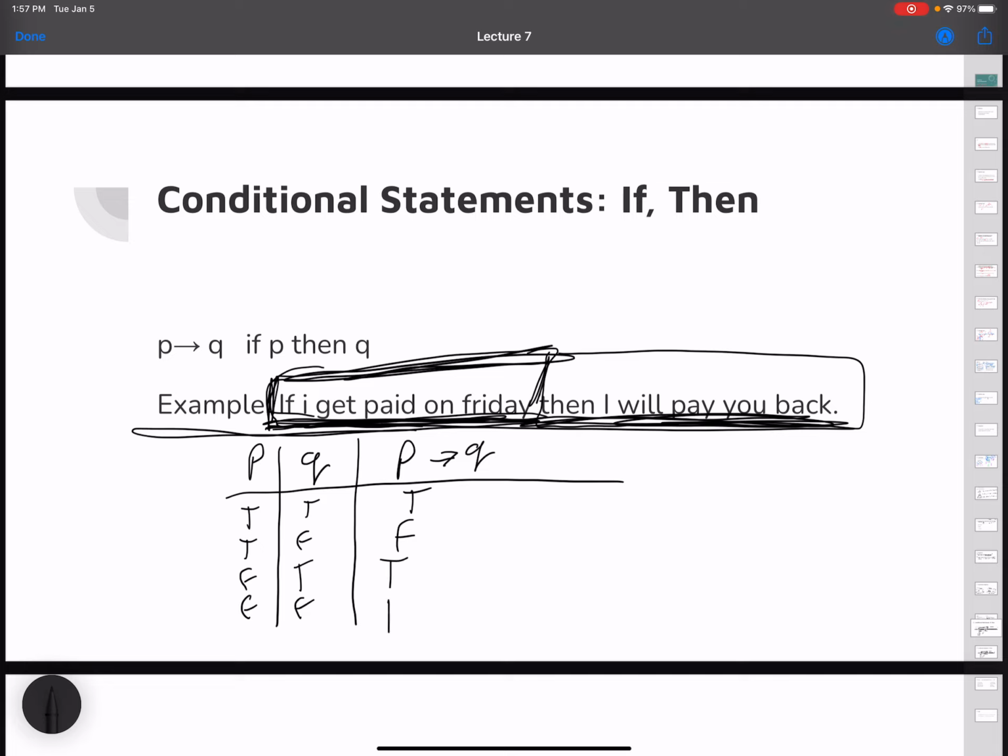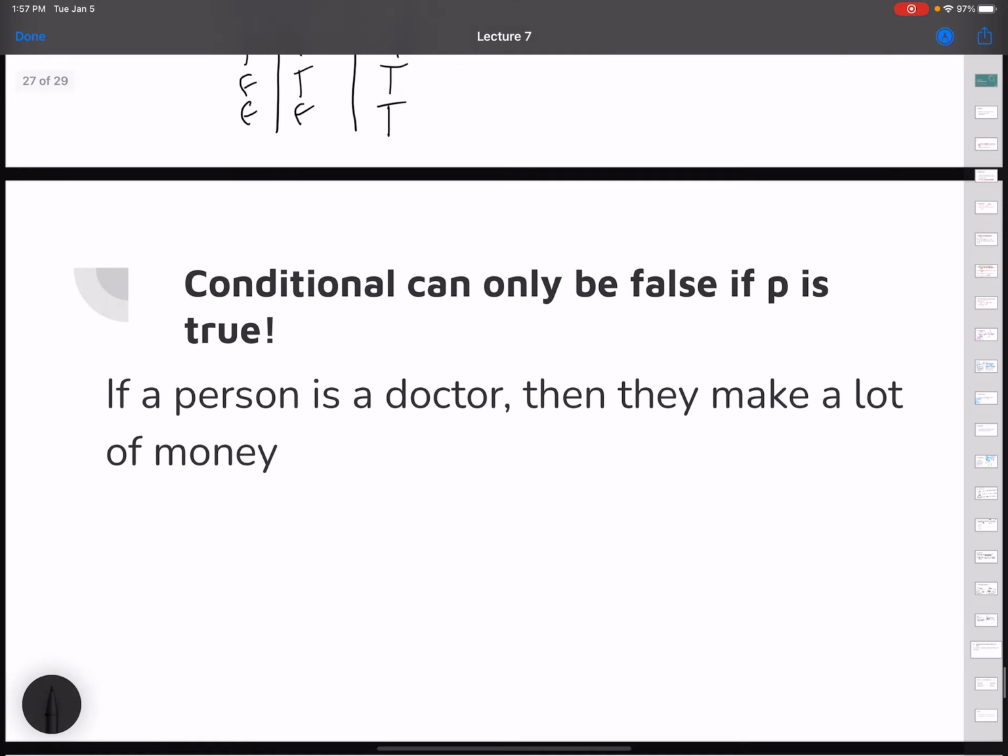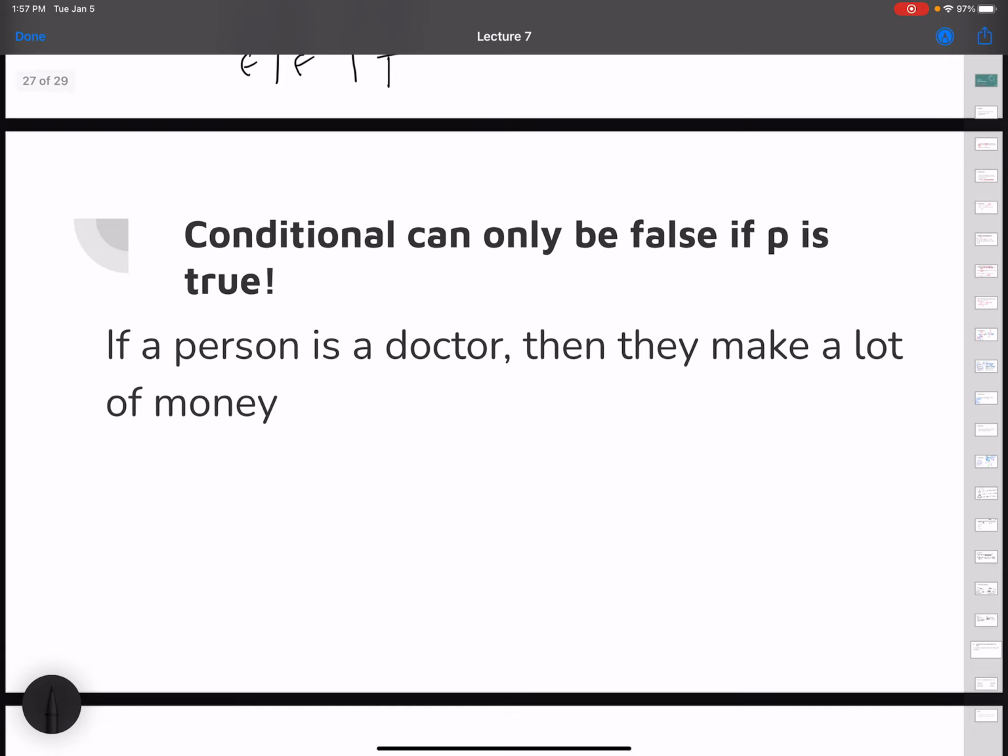So these statements are actually still going to be true, because if the first piece is false, it doesn't matter what the second piece is. I didn't promise that if I don't get paid on Friday, I'll pay you back. So this is what we're left with. A conditional can only be false if P is true.